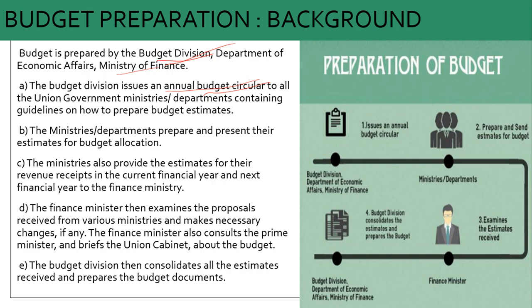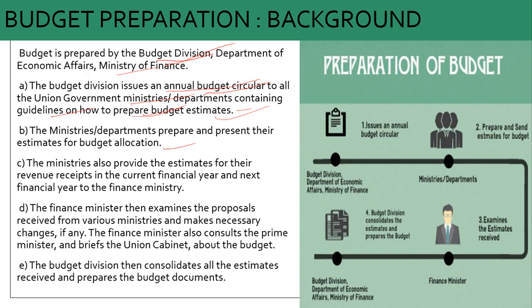Fine. So they will issue the circular to each and every ministry. Then the ministries will prepare and present their estimates for budget allocation. I'd like to make one important point. These budget estimates presented by the ministries are called demand for grants. So the budget division gives the circular to the ministries and the ministries give their estimates, that is, how much money they want. They will provide the estimates of the revenue receipts, that is, how much money they have received, and the expenditure which they are going to incur in the next financial year. It is then presented back to the finance ministry.